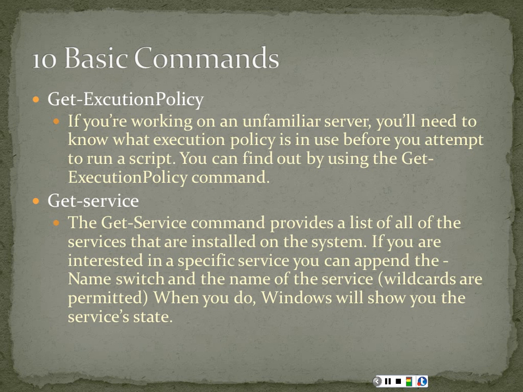Get-Service. The Get-Service command provides a list of all the services that are installed on the system, whether they're running or not. So if you need to find out if there's a specific service you need to run your script, you can just do Get-Service and find out if that service exists or is actually running. Then you remote toggle it on, you run your stuff, you remote toggle it off, and you're done. So it's good, right?